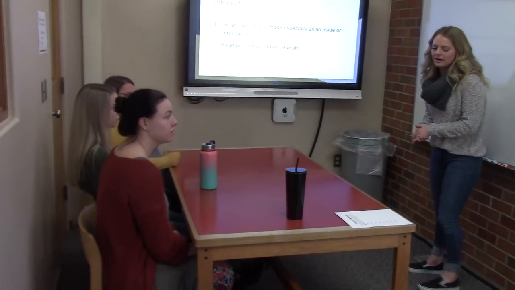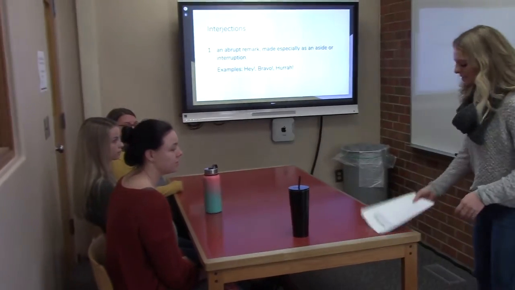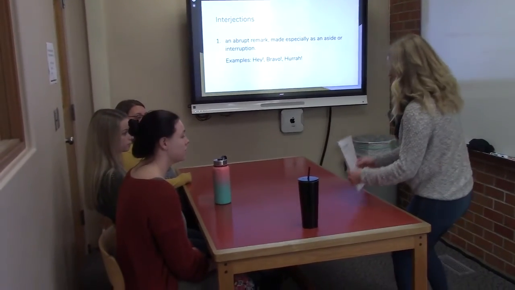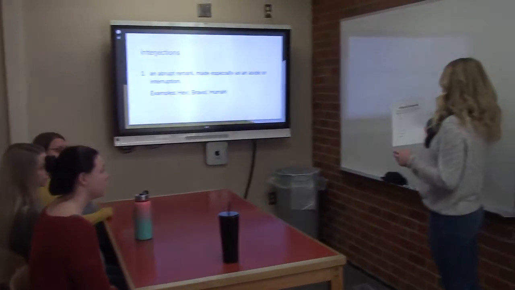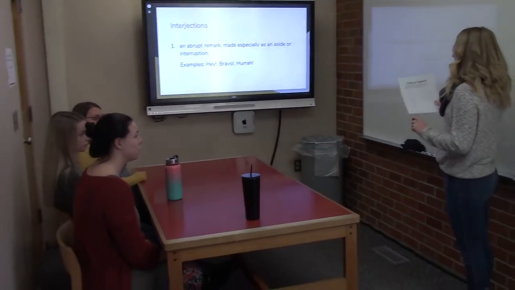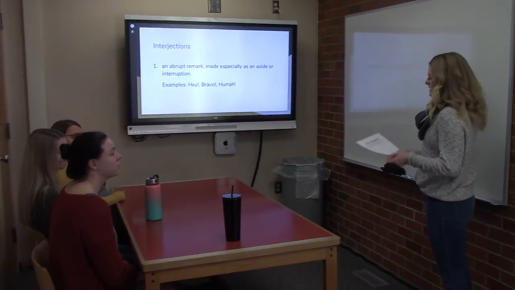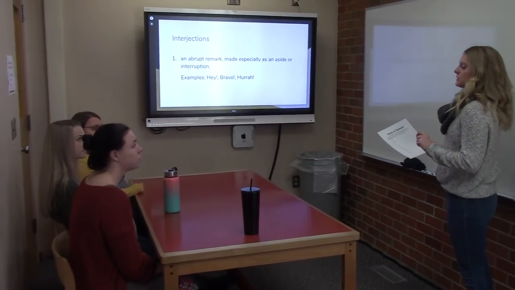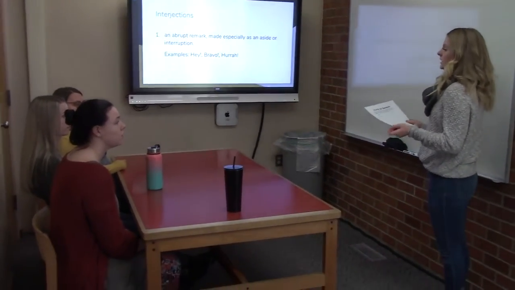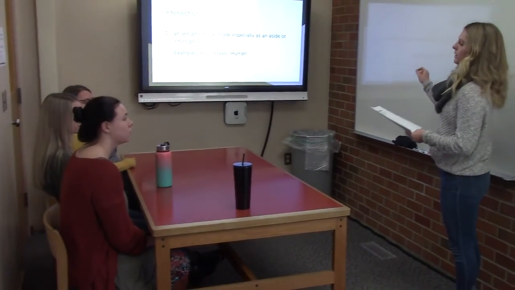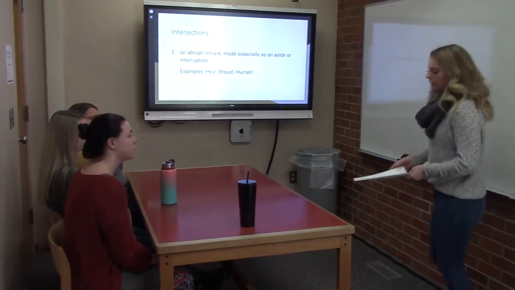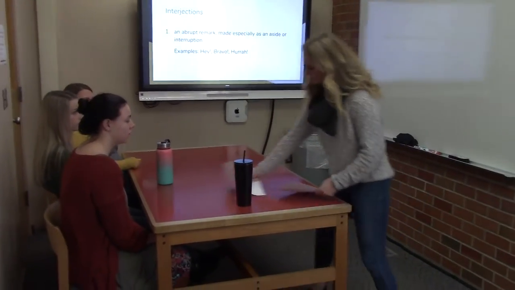So what we're going to do now is I have a worksheet for you guys, and it has the 8 different parts of speech on it. So it has noun, pronoun, verb, adverb, adjective, preposition, conjunction, and interjection. And what I want you guys to do is, for each one, write a sentence that uses each part of speech. And in your sentences, I want you to underline where you use the parts of speech. So why don't we do the first one together?